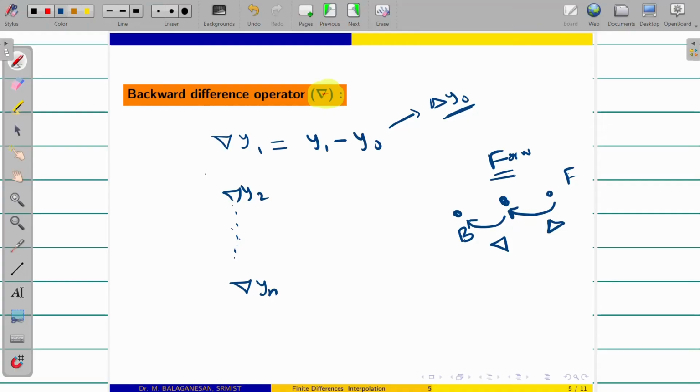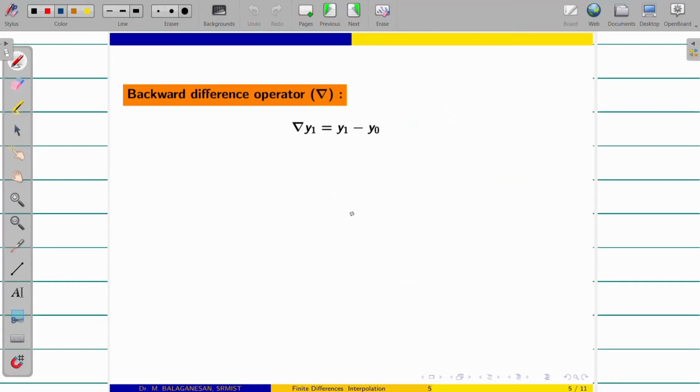Right. Now come to the point. Del y1 is y1 minus y0. Then how to define del y2? We can easily answer that. Yes, exactly: that value minus the previous value. Then how to define del yn? That value minus the previous value. That's it, guys. This is a way to define the backward difference operator. This is the first difference.